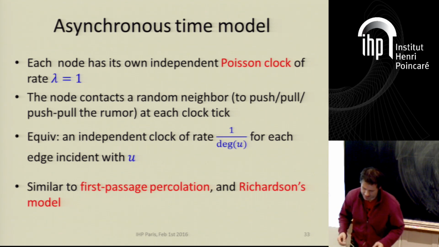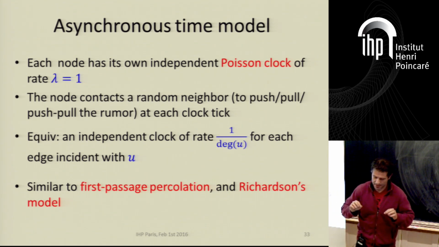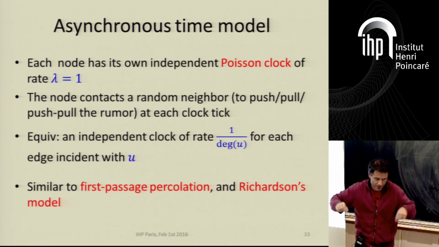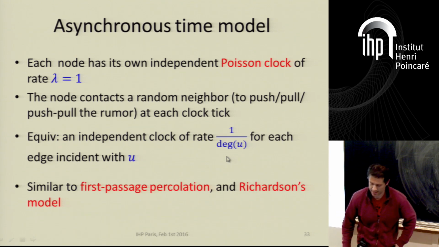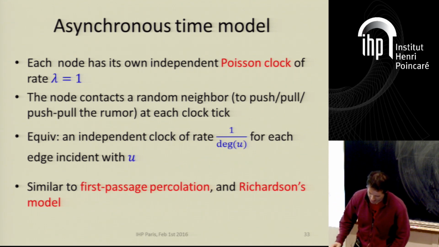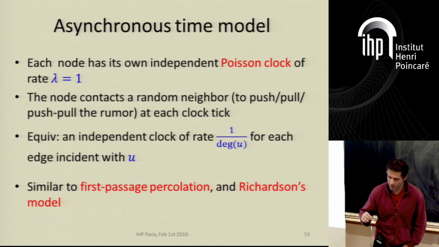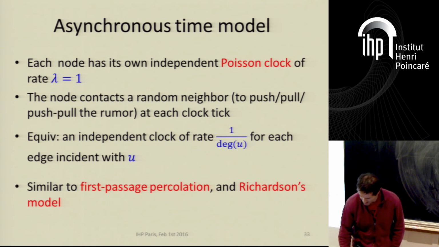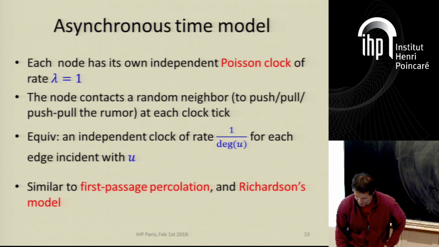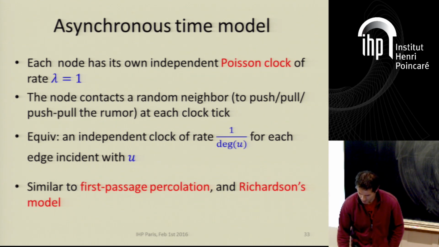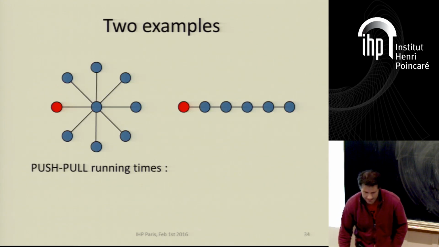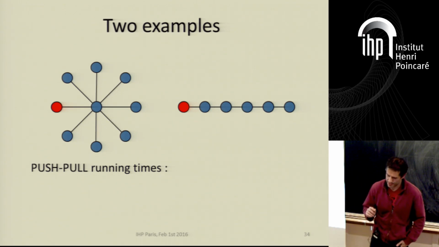An equivalent expression for this model is that each node has an independent clock for each edge, an independent Poisson clock, but now the rate is 1 over degree rather than 1. In case you're familiar with it, this model is very similar to first passage percolation or the Richardson model for the spread of epidemics, especially for the case where the graph is regular. When the graph is regular, I think it's exactly the same as the Richardson model. And let's see how asynchrony affects rumor spreading time.